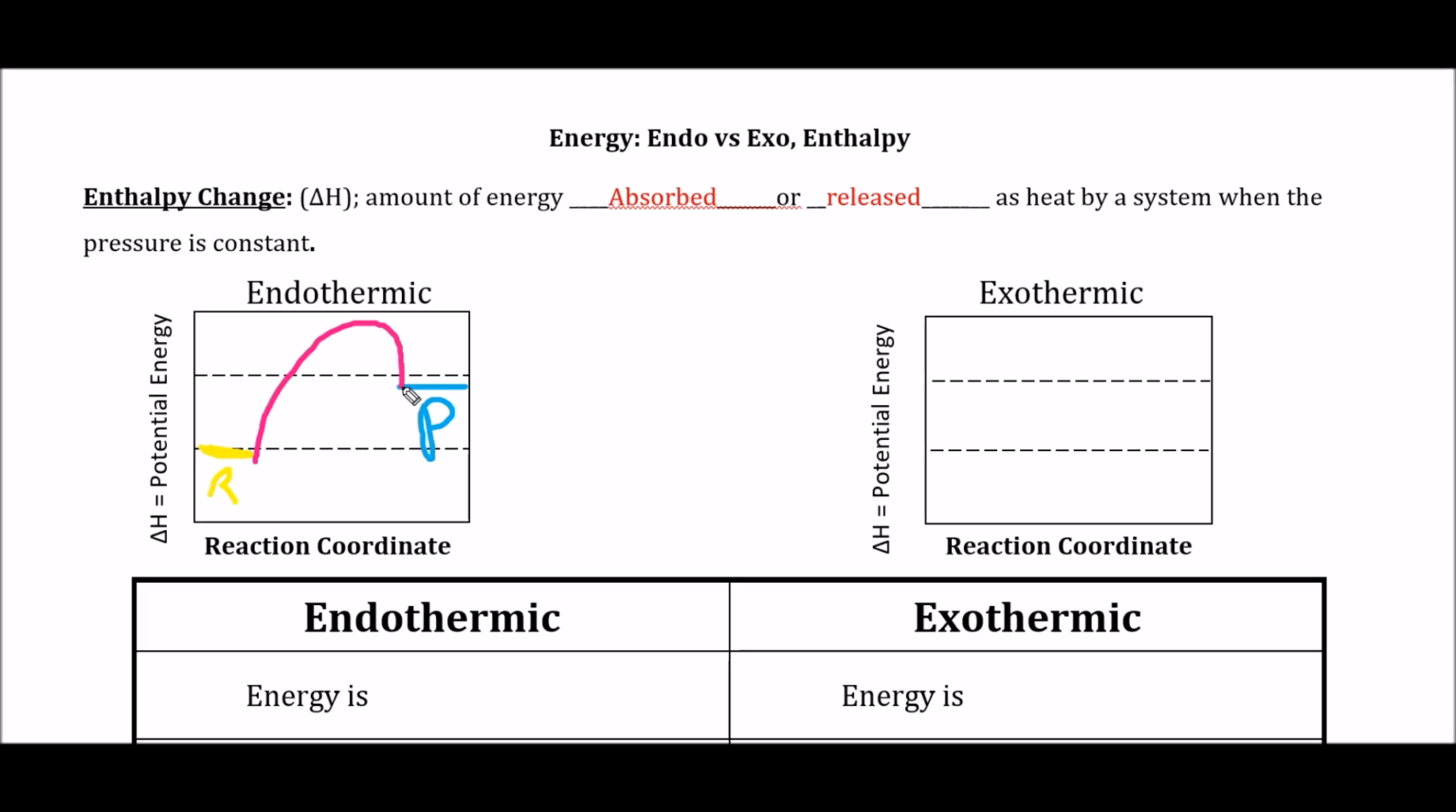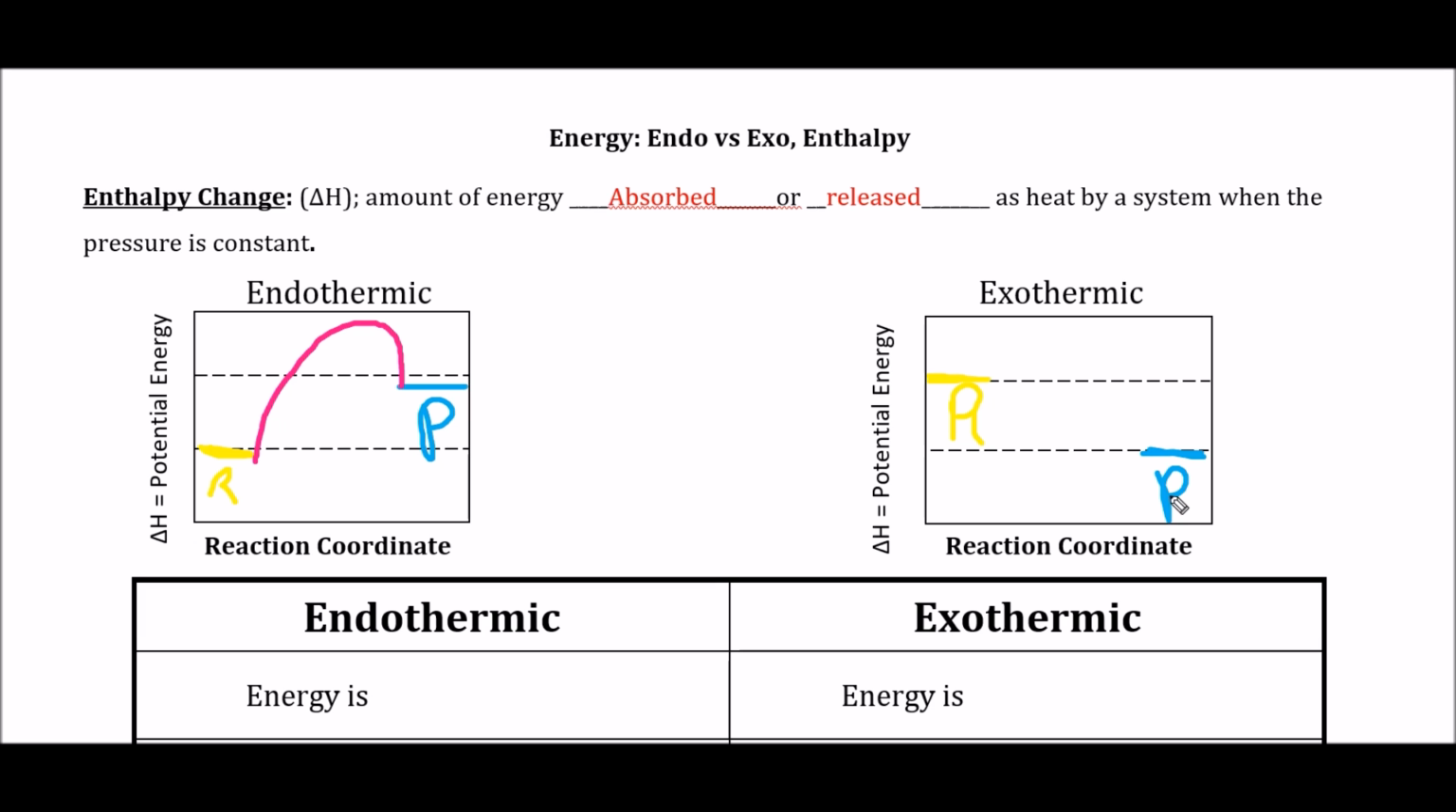Now let's go ahead and talk about an exothermic reaction. Again, that's where heat is exiting, and so what we're going to do is have reactants that have a certain amount of potential energy. Again, this is chemical potential energy, and when they go from reactants to products, they will actually lower their potential energy.